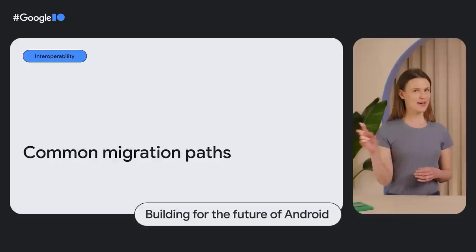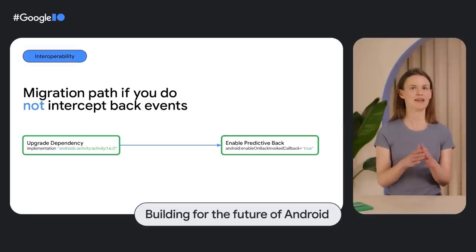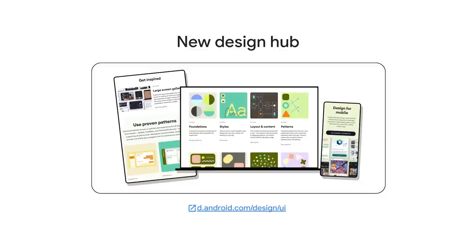To see more migration paths and how to run animations, check out Building for the Future of Android. We want to help you create beautiful and modern apps, so we're launching a brand new design hub on developers.android.com, a centralized place to understand designing for Android across multiple form factors and to download starter kits. This is just the beginning.